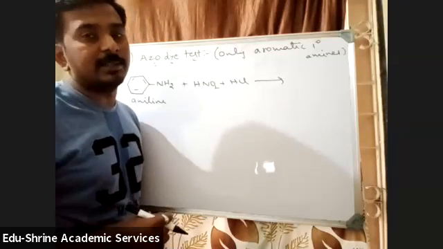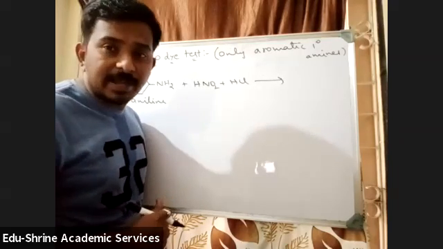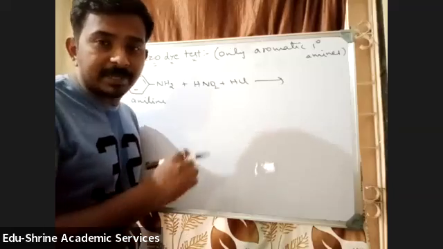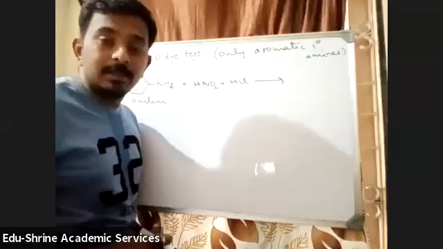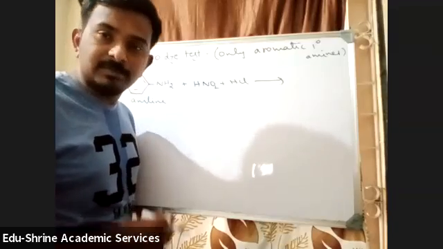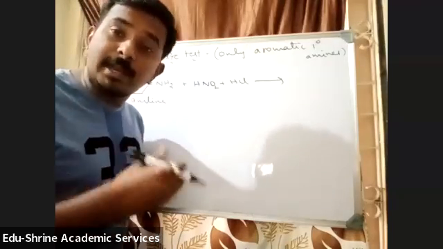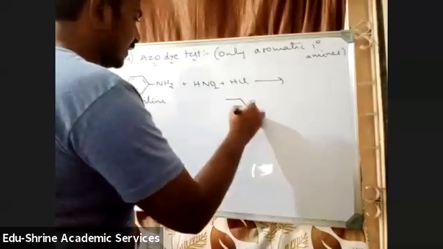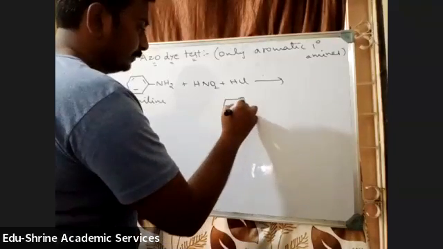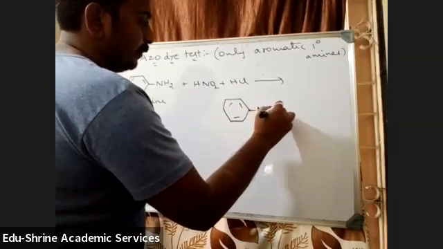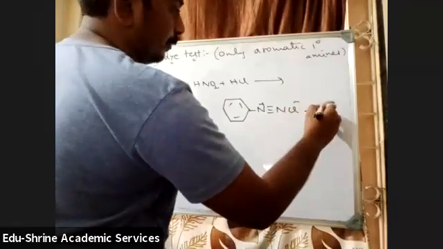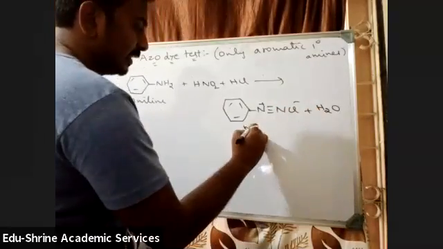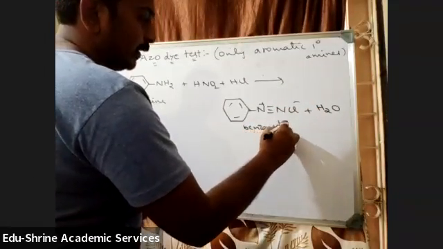What product will you get in this step? Benzene diazonium chloride. What is the name of this reaction? Diazotization. So you get benzene diazonium chloride. This is the product.